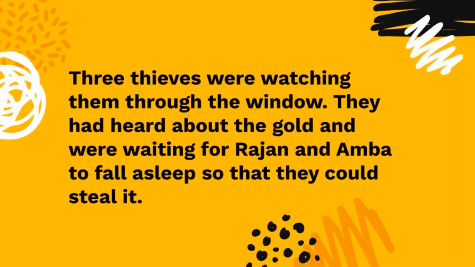Three thieves were watching them through the window. They had heard about the gold and were waiting for Rajan and Amba to fall asleep so that they could steal it.